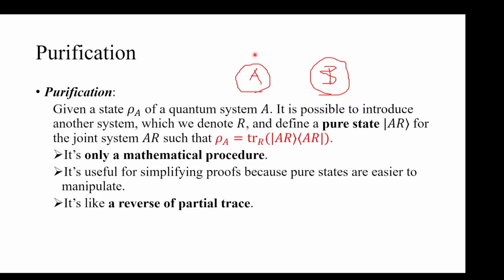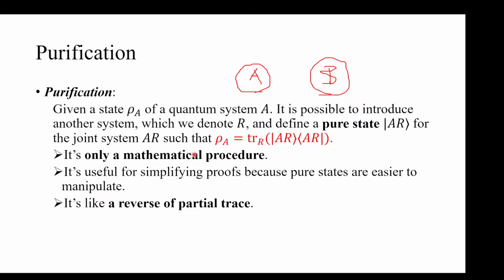So we have some reduced density matrix on system A. Then is there a pure state such that if you trace out all the other parts, you get this reduced density matrix on system A?